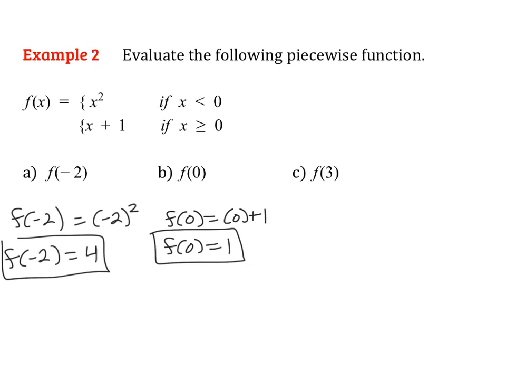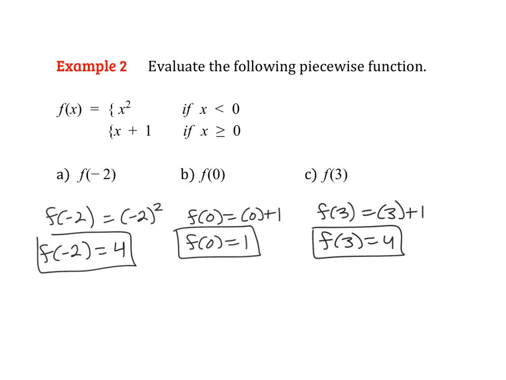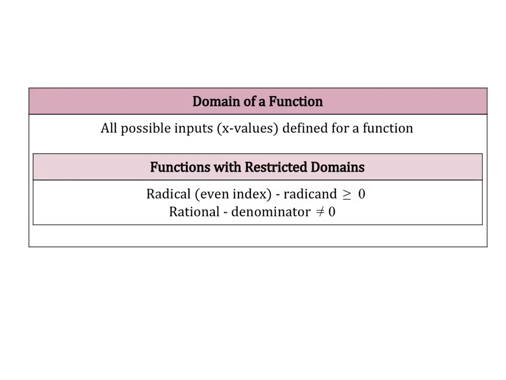And then for that last part, I have f of 3. So that would fall into my linear category. So I'm going to substitute, I do 3 plus 1, which is 4. So it's the same process, it's just you have to do a little bit of extra thinking to decide where do I substitute my value.